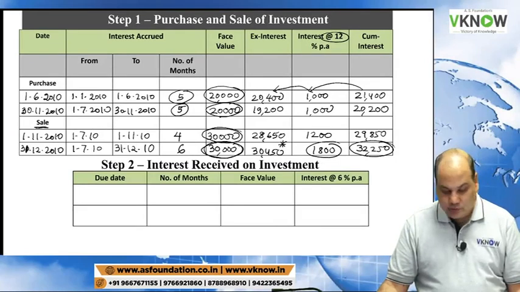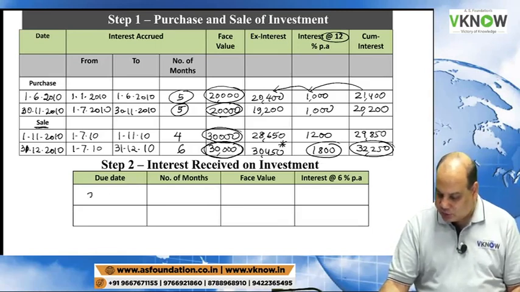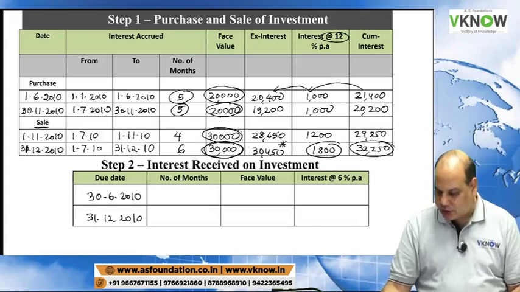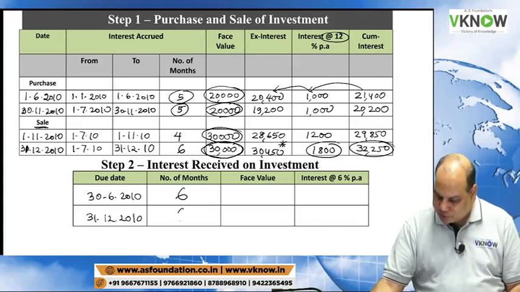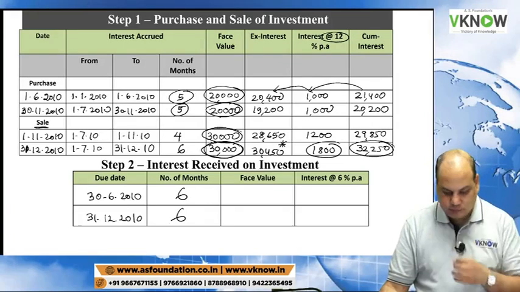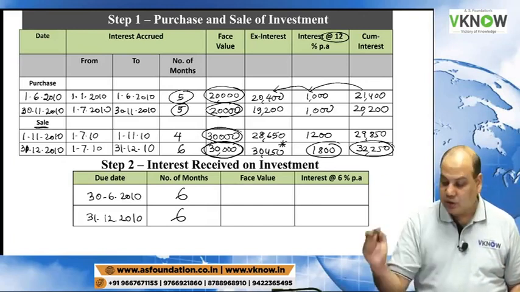Step 2 is interest received on investment. The date we will receive the interest will be 30th June 2010, and the other date will be 31st December 2010. The number of months will be 6 months. Face value you have to tell me. Opening investment is 40,000.